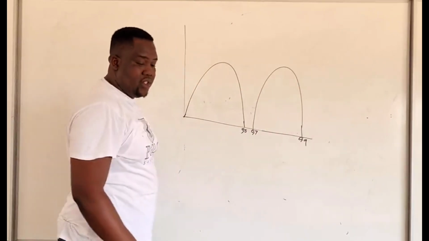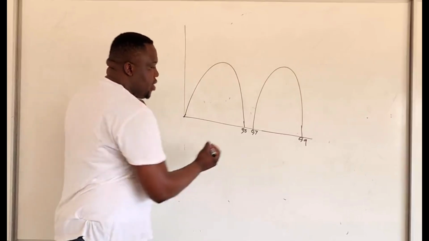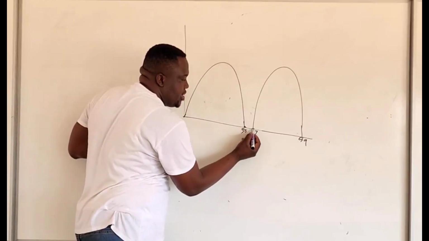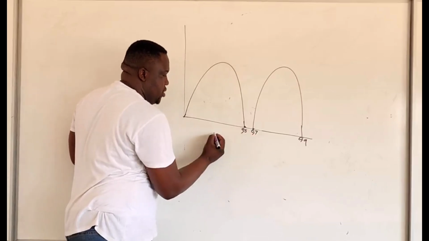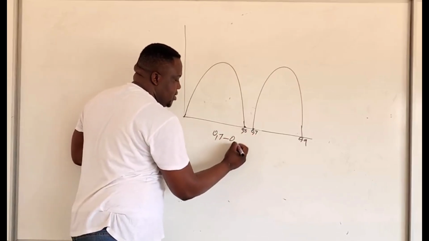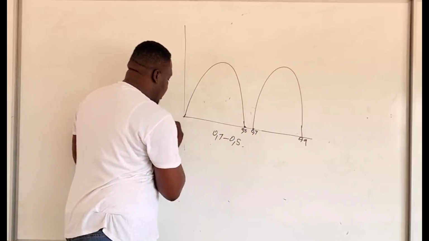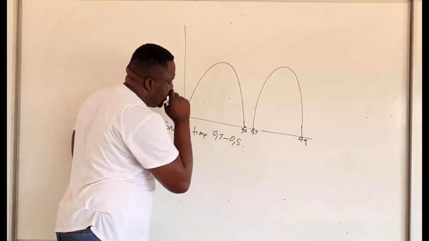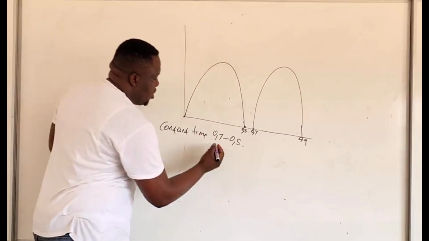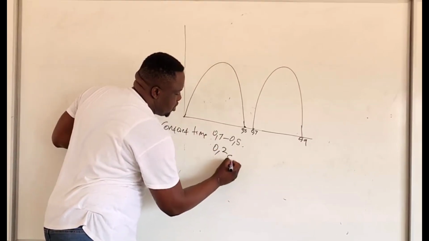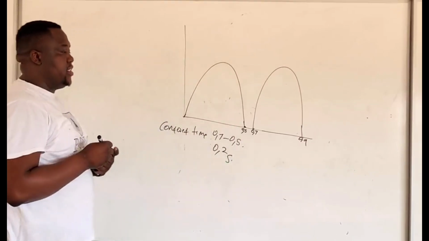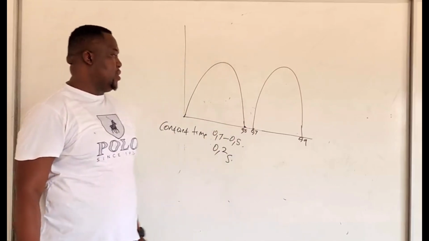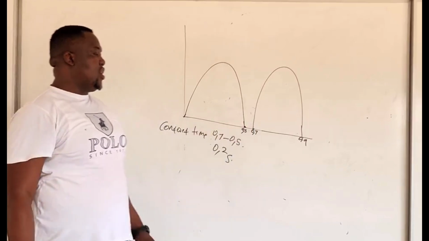So if they ask you, what is the contact time? The contact time is this time. It means the ball touched the ground for this time. It means the contact time is 0,7 minus 0,5. So it means the contact time is 0,2 seconds. You understand? This is the time the ball was in contact with the ground, right?